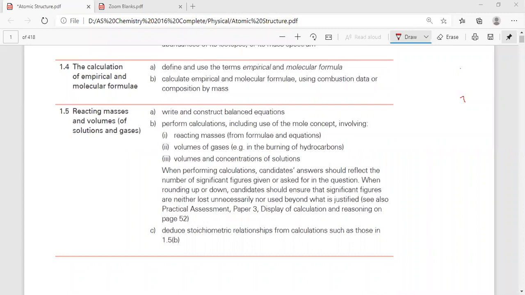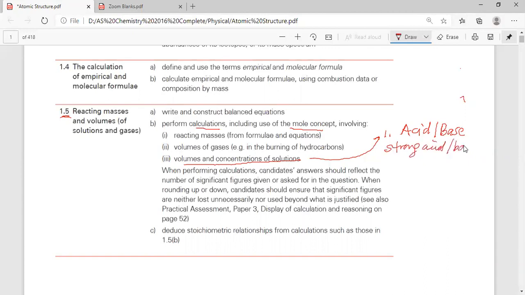Hi guys, today we will be doing back titrations. We are still on 1.5: perform calculations using mole concepts involving volumes and concentrations of solutions. I told you we have acid-base titrations, and so far we have done the strong acid and strong base.